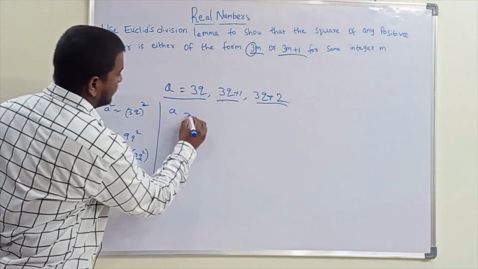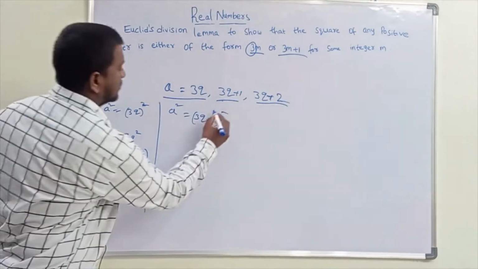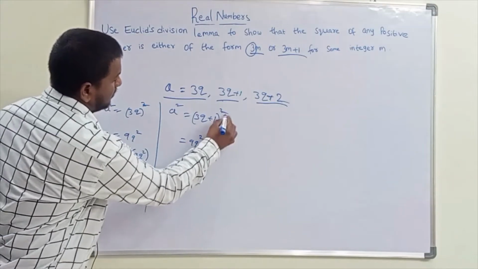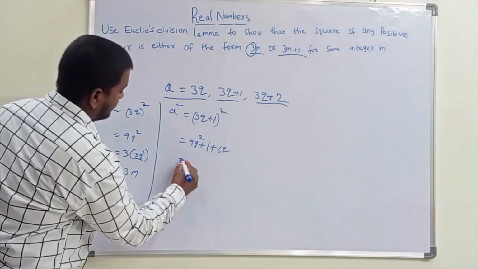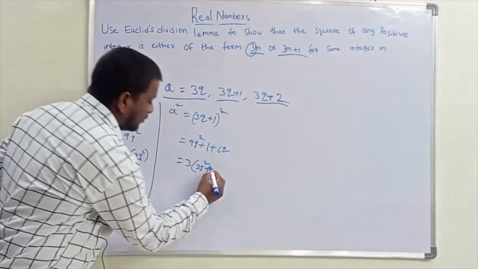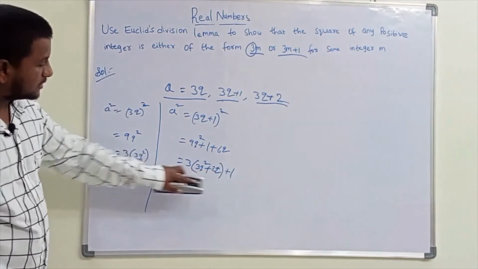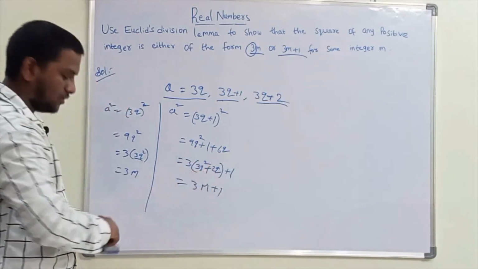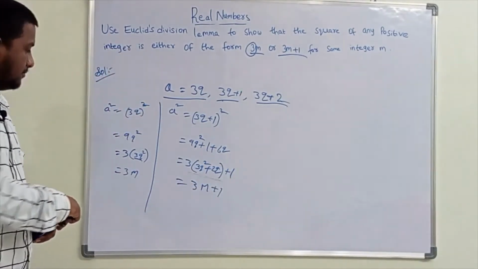Similarly, let's take a is equal to 3q plus 1. What is the square of 3q plus 1? It is 9q squared plus 1 plus 6q. Here let's take the 3 common: 3 times 3q squared plus 2q. I will just keep the plus 1 as well. So you can see clearly, it is in the form of 3m plus 1. This whole value is the value of m.